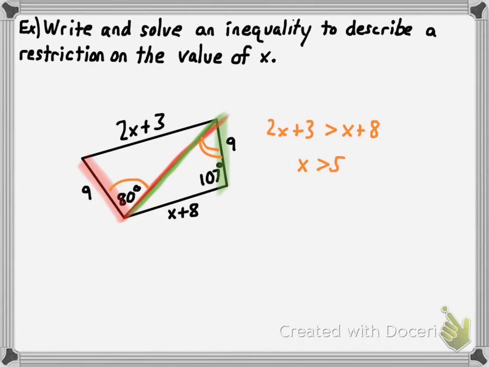All right, and just to show you why that was true, let's say we pick something that's bigger than 5, like 7. Well, if x is 7, then this would be 17 and this would be 15, right? Whereas if I picked something like 4 that doesn't make this true, this would be 11 and that would be 12. And so we would have the wrong segment being longer than the other.